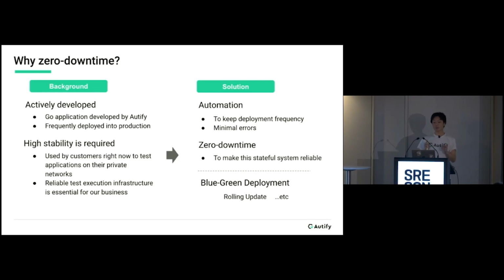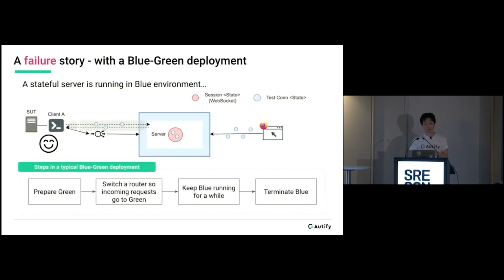A commonly used method for zero downtime deployment is blue-green deployment, as you know. Actually, we tried using a typical blue-green deployment approach, but it didn't work well to handle long-living states correctly. I'll demonstrate why it didn't work well. Let's say one client A connects to this stateful server, and one browser sends multiple requests over one session with client A. In this situation, the server has one session as a state, and this session has some test connections as a child state.